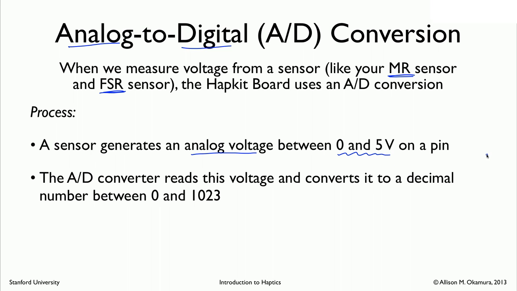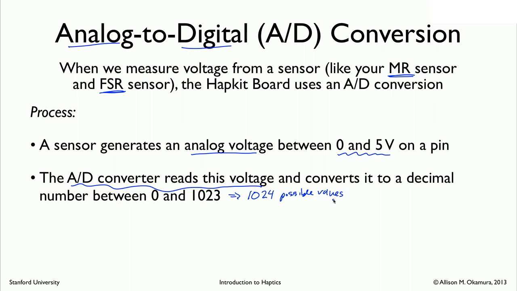So the next step, this all happens in circuitry, so this is not something that you have to do, but you should be aware that it's happening. What happens is that the A to D converter reads this voltage and converts it to a decimal number between 0 and 1023. So just to remind you, this is a total number of 1024 possible values. So there's a certain resolution, better than the 16 that we had as an example on the last slide, but now there's a resolution that allows you to have 1024 possible values between 0 and 5 volts that can be read in by the HapKit board.